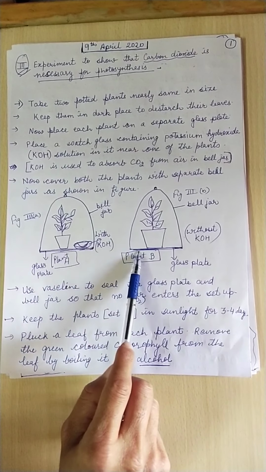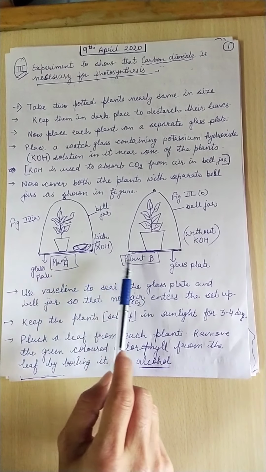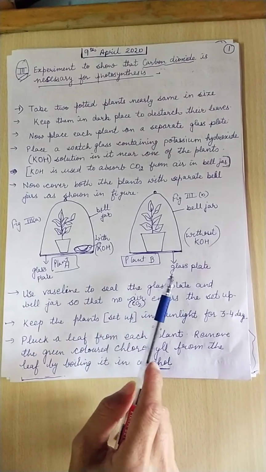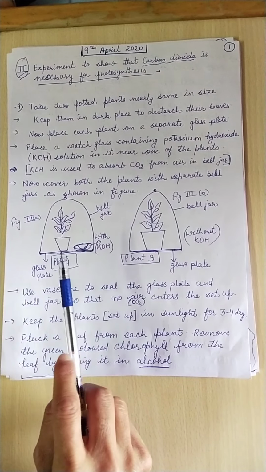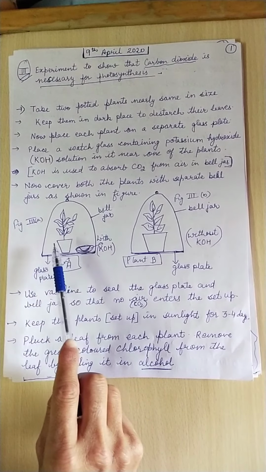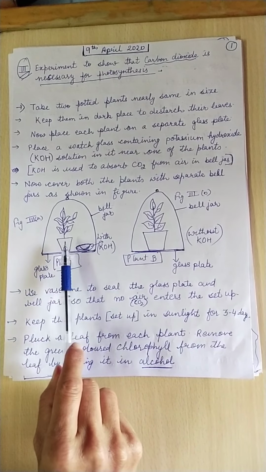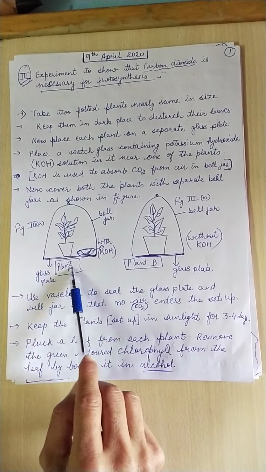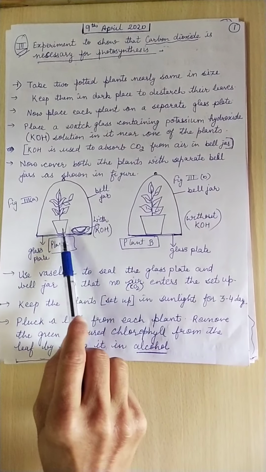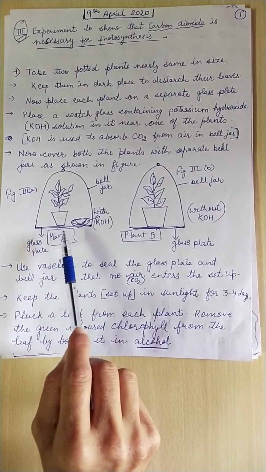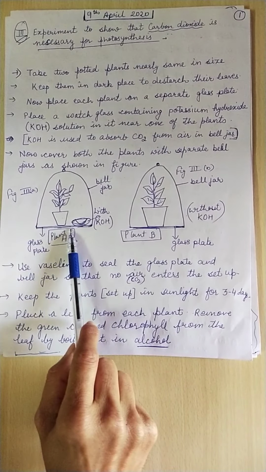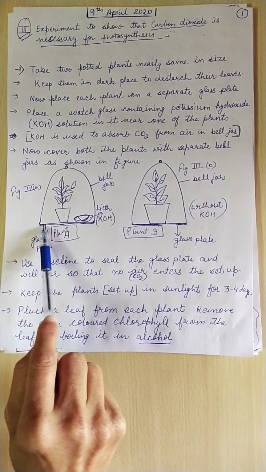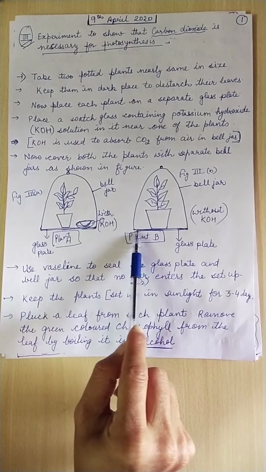When we keep it in the dark place, there will be no sunlight, so no photosynthesis will occur in the plants, and moreover the starch which is already present in the leaves will be utilized by the plants. Label them, mark them as plant A and plant B. You can mark or paste on the pots itself. Now place each plant on a separate glass plate. Better, this is the separate glass plate.